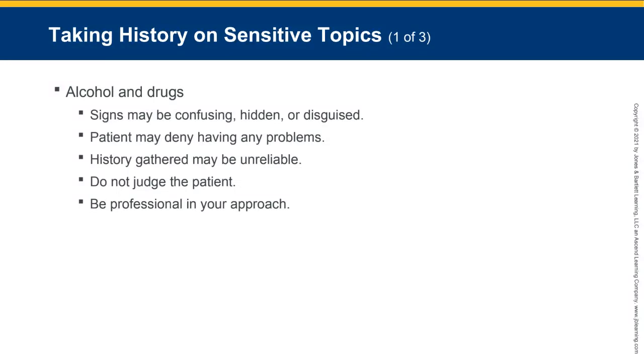Now, taking history on sensitive topics. So you can have patients who overuse alcohol and drugs. Signs may be confusing, they can be hidden, or they can be disguised. The patient may deny having any problems. They may deny drinking no more than 2 beers. You can't rely too much on their history. Do not judge the patient and be very professional in your approach.